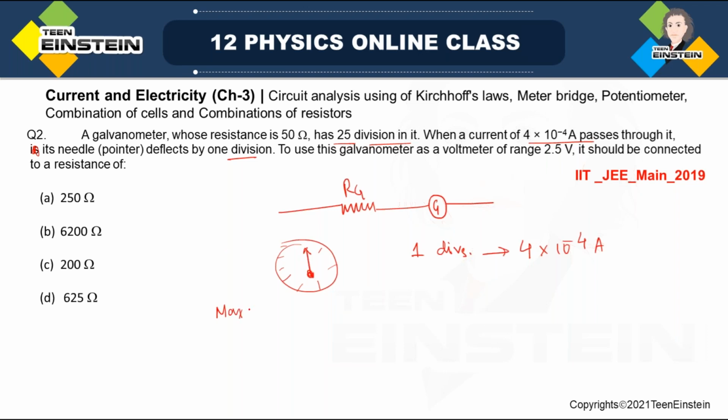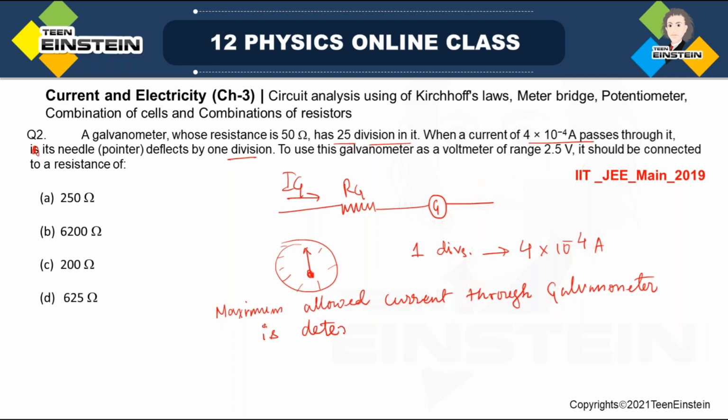The maximum allowed current through the galvanometer, which can pass through it, let us say that is IG, is determined from the full scale deflection. Okay, from full scale deflection.